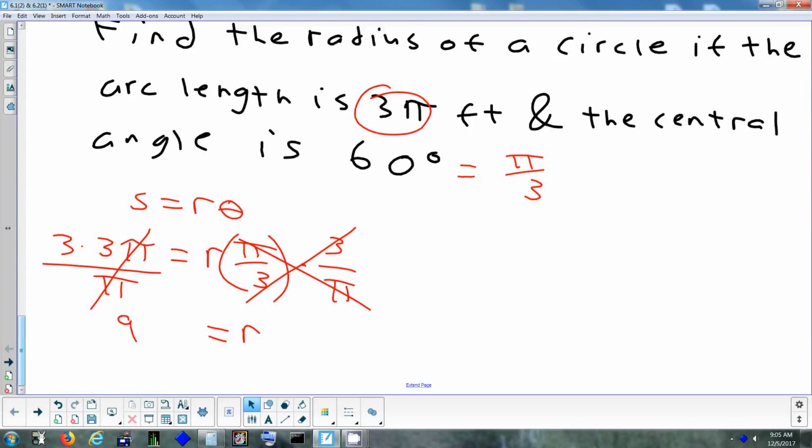9 feet. Feet, exactly. Radius is a measure of length. You have to go back in your problem and look at the units that you used for length. Feet.